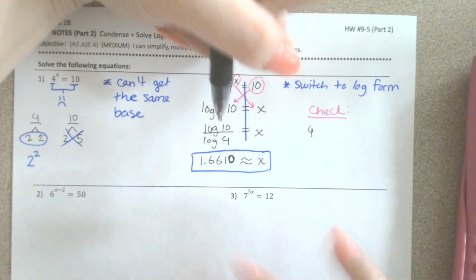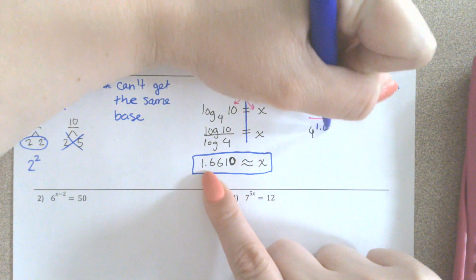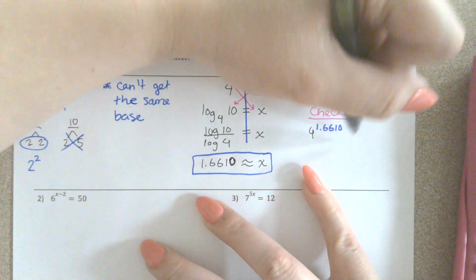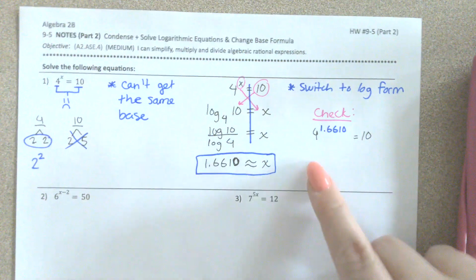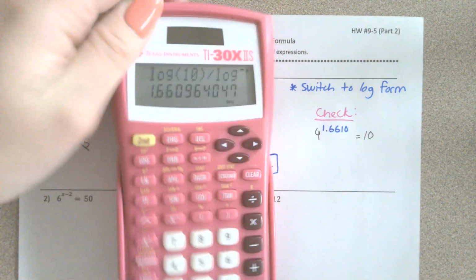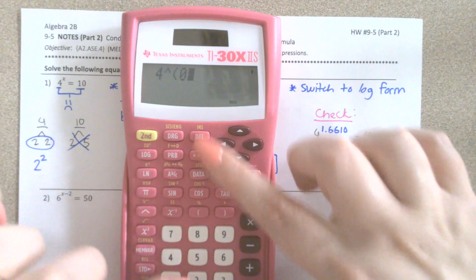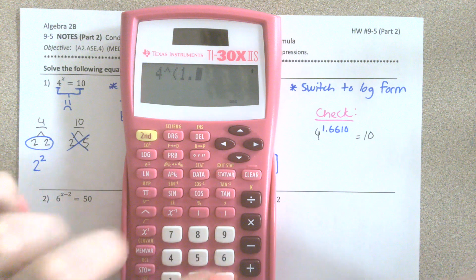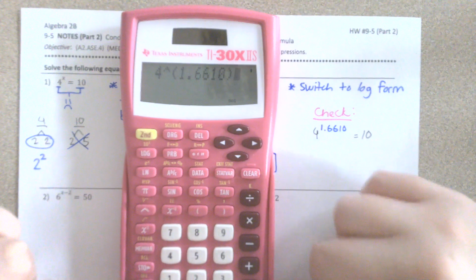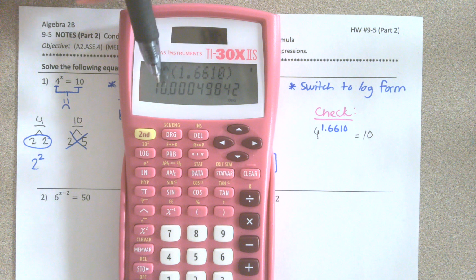4 to the x value, which was 1.6610, equals 10. And then we're trying to get a number out of this that is 10. So let's type that in. 4 to the 1.661, goodness, 10. And notice we get pretty much 10. If we were to round this, it would be 10.